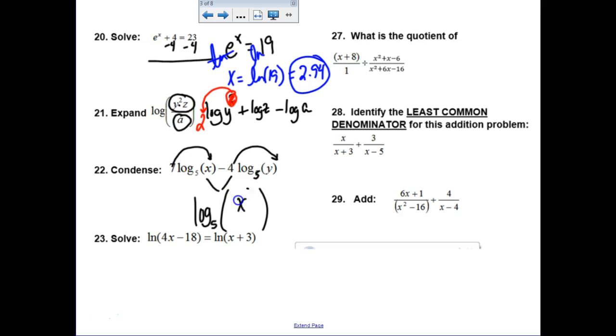So this is x to the 7th power being divided by y to the 4th power. All of that inside the logarithm. Sorry about the typo. Alright.